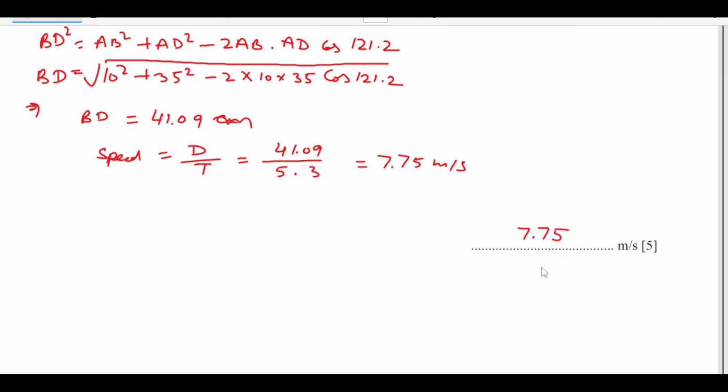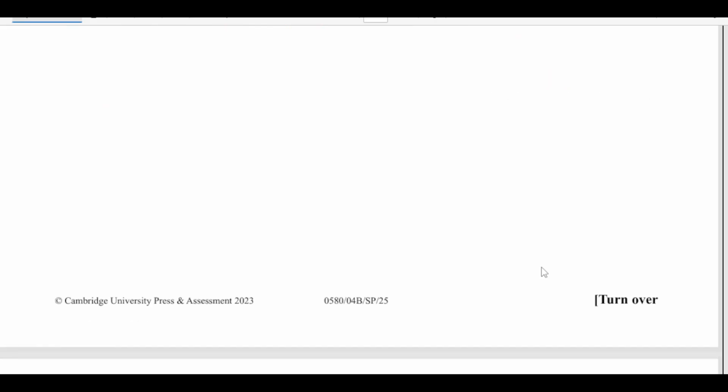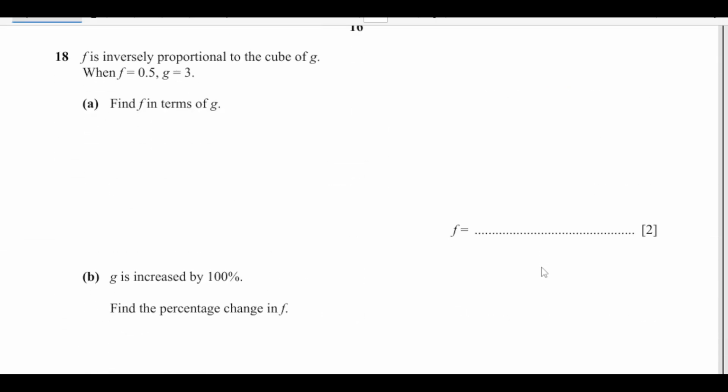7.75 meter per second, right? Now number 18, f is inversely proportional to the cube of g. So f is going to be k over g cubed, where k is the constant of proportionality. Now when f is 0.5, g is 3. F is 0.5 and g is 3 cubed. Find the value of f in terms of g.